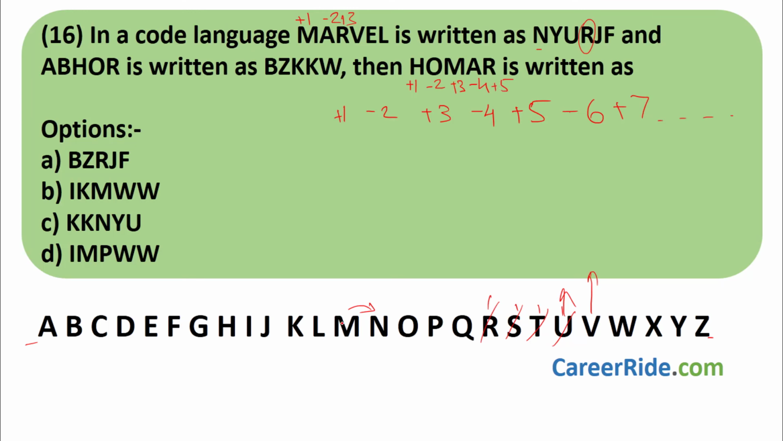H plus 1 is I. So answer should be over here or here. Right? Next, O minus 2. No, this is not the answer. This is the answer. It is IKO given over here. Answer is I am PWW.